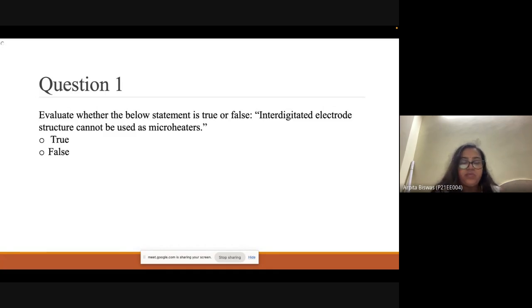So this is week one, question number one. Evaluate whether the below statement is true or false. Interdigited electrode structure can be used as a micro heater. So is it true or false? Please try to give the answer. And I hope all of you have gone through the lecture video. So please try to solve the question.